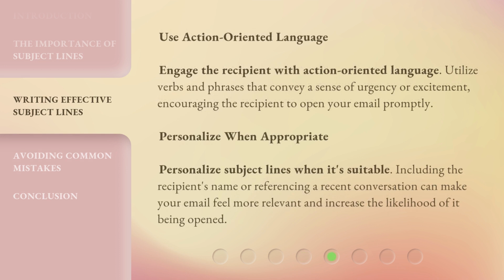Use action-oriented language. Engage the recipient with action-oriented language. Utilize verbs and phrases that convey a sense of urgency or excitement, encouraging the recipient to open your email promptly. Personalize when appropriate. Personalize subject lines when it's suitable. Including the recipient's name or referencing a recent conversation can make your email feel more relevant and increase the likelihood of it being opened.